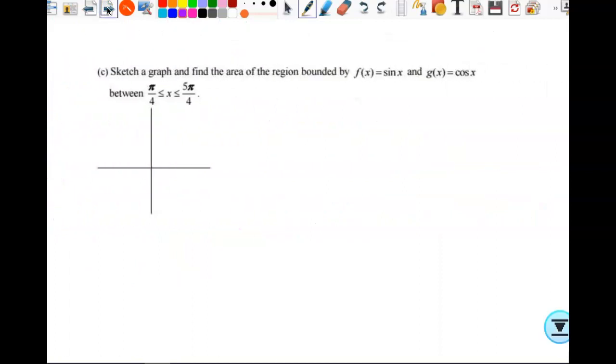All right. So we're going to sketch and find the area of the region bounded by f of x equals sine x and g of x equals cosine x. Okay, and we're going between pi fourths and 5 pi fourths. So the left side of the graph doesn't even matter, right? So let's just think before we start, from 0 to 2 pi, that's what sine looks like. And from 0 to 2 pi, that's what cosine looks like, right? And if I'm going to 5 pi fourths, I am going to more than pi, right? So I need to go to more than just half of it. So I'm going to go ahead and go from 0 to 2 pi.